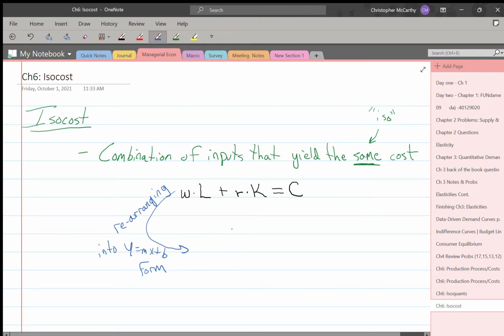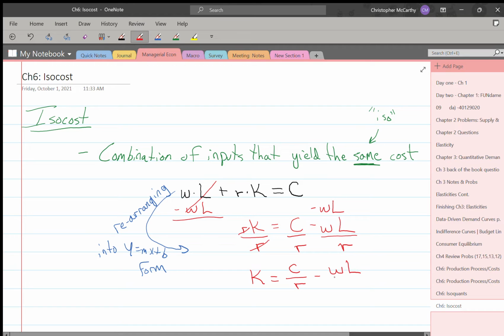We find that we get, so here I'll do it along with you guys. We subtract WL, that cancels out. We end up with just RK left on this side, C minus WL. Then we divide everything by R. This R cancels out. We end up with K is equal to C over R minus WL over R. So we really do minus W over R times L.